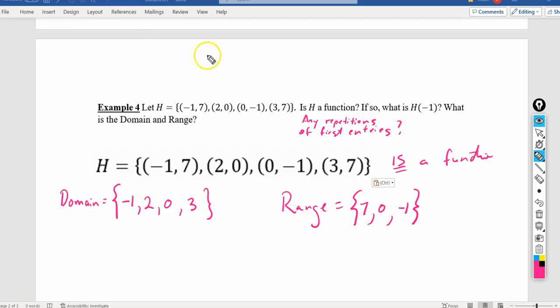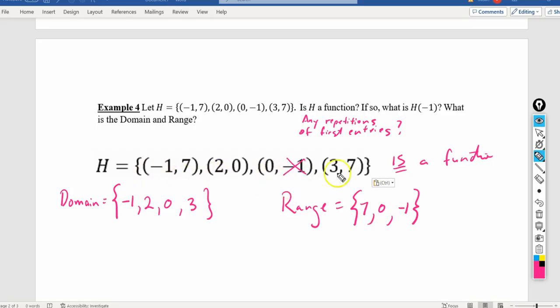Okay, so if I've got another set that looks like this, this is not a function because you have a first entry that is repeated as a first entry. Now, again, make sure we're clear. -1 is repeated here, but not as a first entry. So it doesn't matter. This one here doesn't matter.